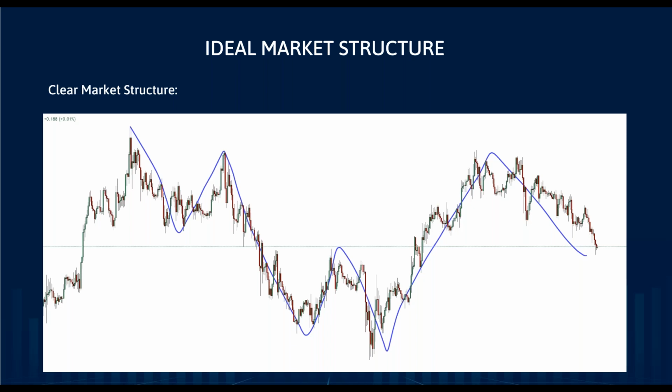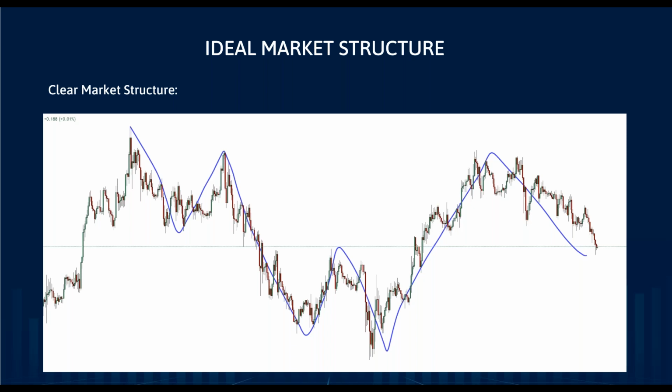Now, if you want the clearest market structure, then you have to look at the biggest time frame, which essentially is the monthly chart. Of course, if you have the yearly chart, then you might want to take a look at that as well. However, if you use the yearly chart for your analysis, then you're either a long-term investor, or you are just trying to find out what the big cycle of the market is.